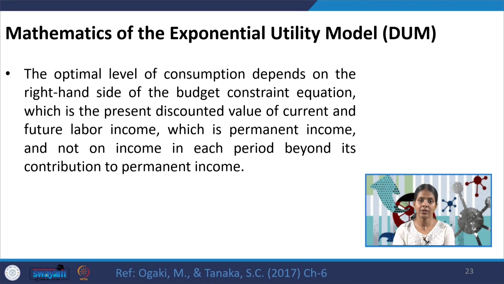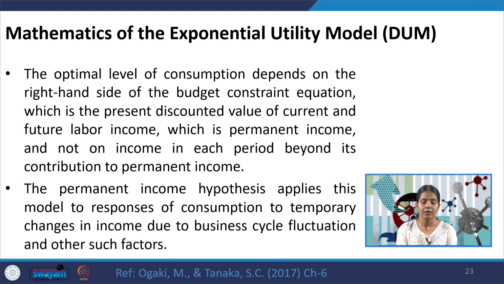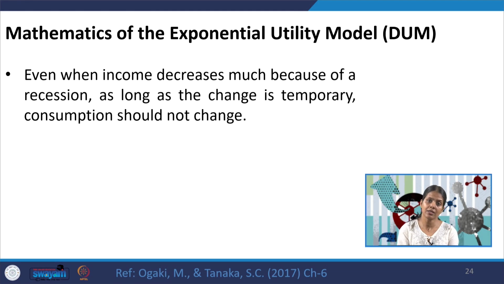The optimal level of consumption depends on the right hand side of the budget constraint equation, which is the present discounted value of current and future labor income, which is basically the permanent income, and not on income in each period beyond its contribution to permanent income. The permanent income hypothesis applies this model to the response of consumption to temporary changes in income due to business cycle fluctuations and other such factors. Even when income decreases much because of a recession, as long as the change is temporary, consumption should not change.